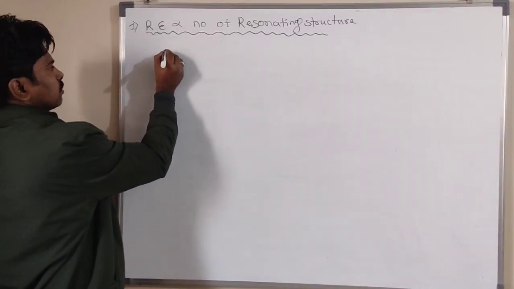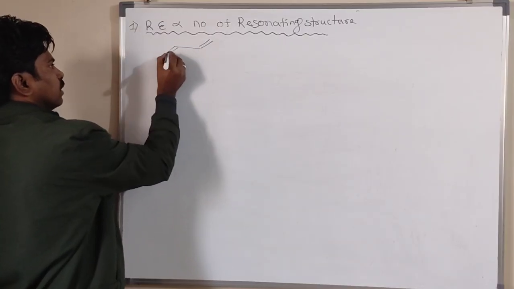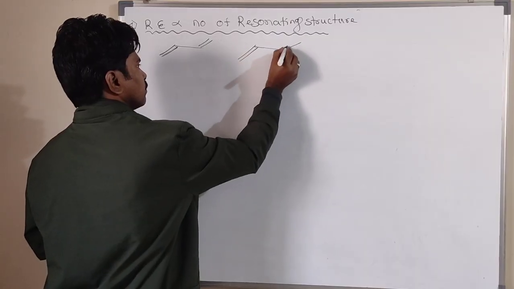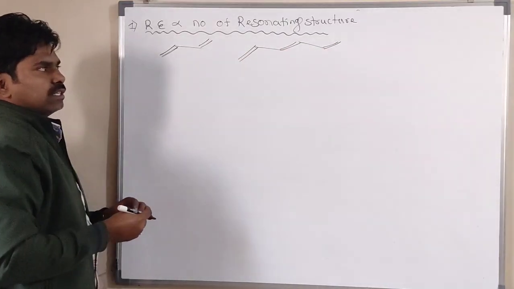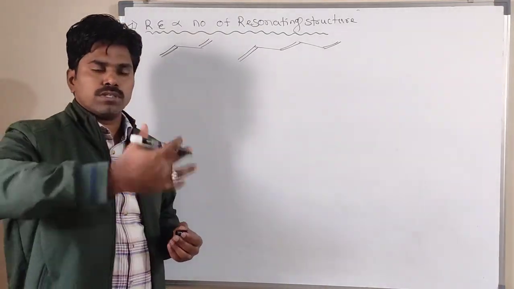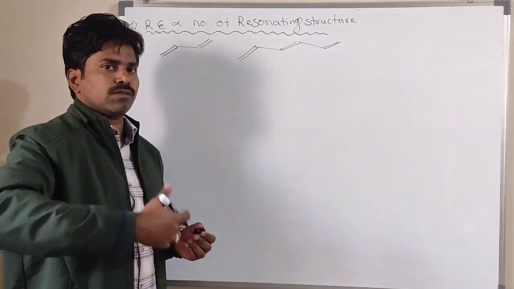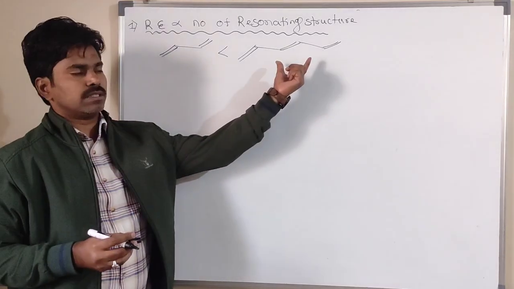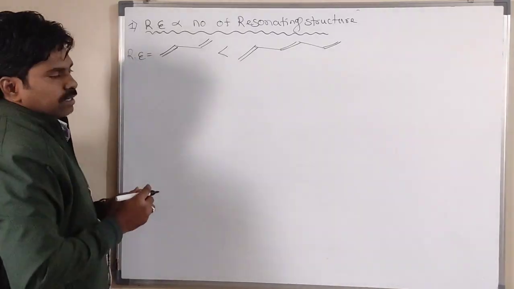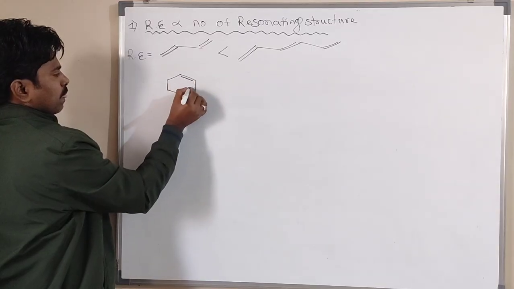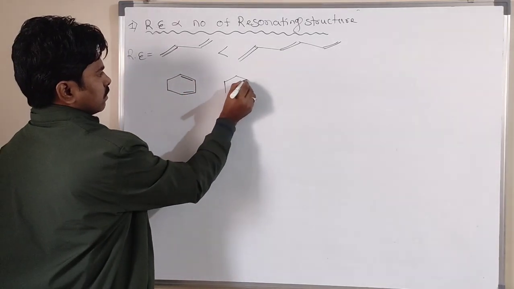So come to this question. There are 2 pi bonds in this one, and here there are 3 pi bonds. So obviously the resonating structures are more in this one. Okay. So if the number of pi bonds increases, automatically resonating structures also increase. So finally the resonating structures increase for this one, so automatically resonance energy also increases. Right? And the second question, I will give this one.